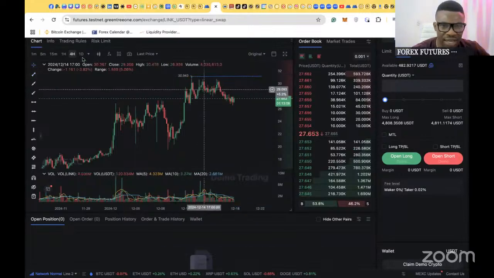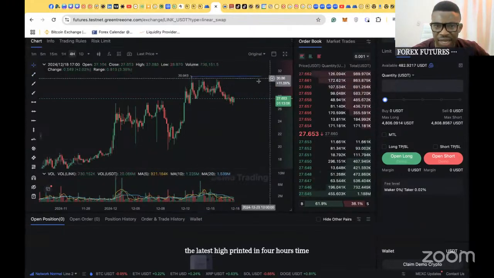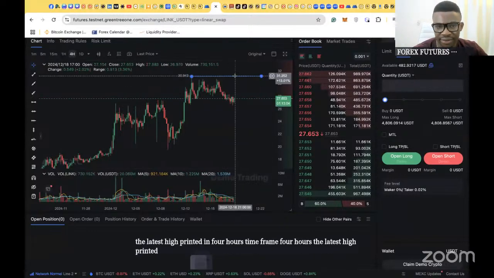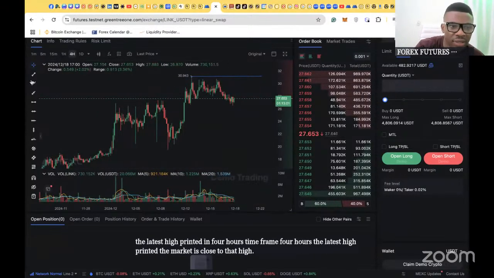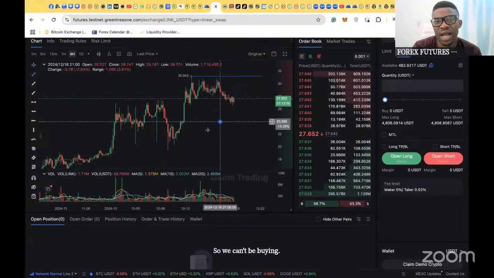The latest high printed in the 4 hours time frame. The latest high printed, the market is close to that high. So we can't be buying. So the only thing we can be doing here is selling.